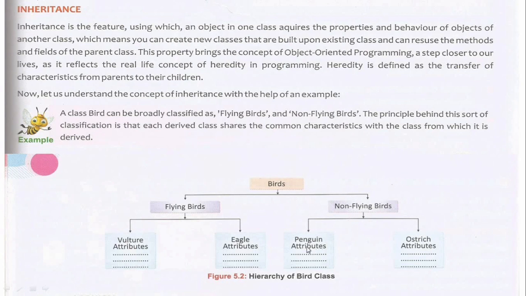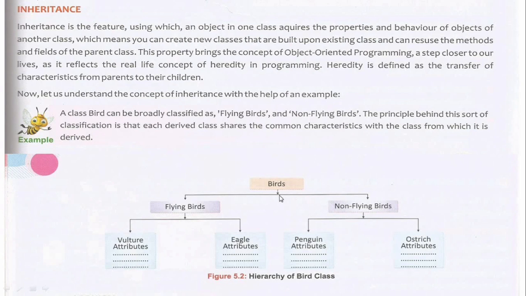Then in non-flying birds we have penguin, ostrich, and kiwi, and there are different birds which are non-flying. So the penguin will also have certain attributes. In the same manner, ostrich will also have some attributes: body color, then speed, the speed with which it can run. Then penguin will also have certain attributes.